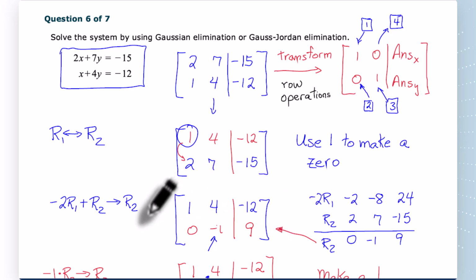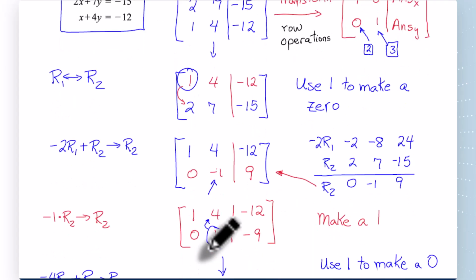All right, where are we? I got a 1, got a 0. I need a 1 there. I've got a minus 1. You typically make ones by multiplying or dividing. So I'm going to multiply row 2 by negative 1. That's pretty easy. So 0, 1, minus 9. All right, we're almost there.